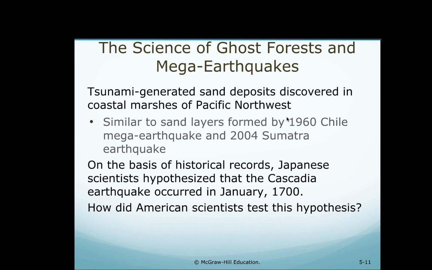Tsunami-generated sand deposits were discovered in coastal marshes of the Pacific Northwest. They are similar to sand layers formed by the 1960 Chile mega earthquake and the 2004 Sumatra earthquake. On the basis of historical records, Japanese scientists hypothesized that the Cascadia earthquake occurred in January 1700. How did American scientists test this hypothesis?